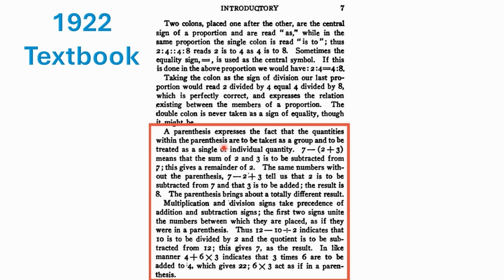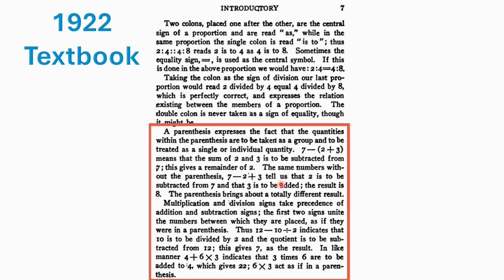Here's a 1922 textbook, okay? It says a parenthesis expresses the fact that the quantities within the parenthesis are to be taken as a group and to be treated as a single or individual quantity. And here in this example, 7 minus (2 plus 3) means that the sum of 2 and 3 is to be subtracted from 7. This gives a remainder of 2. So notice that we already ran into this in this example. And look how I explained it. When you have parentheses here, you would solve the 2 plus 3 first and get 5. Then it's 7 minus 5, which gives you 2.